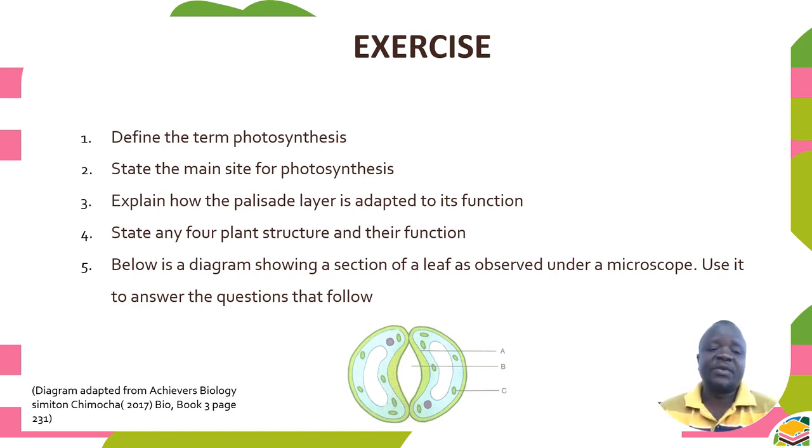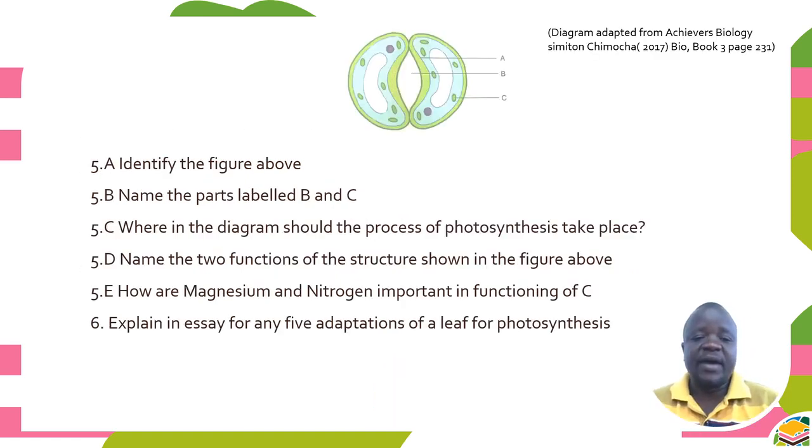An exercise: you have to define the term photosynthesis. You have to state the main site for photosynthesis. You have to explain how the palisade layer is adapted to its function. You have to state any 4 plant structures and their functions. Number 5 is a diagram showing a leaf under the microscope. So this one is a leaf, and you have to identify these labeled parts.